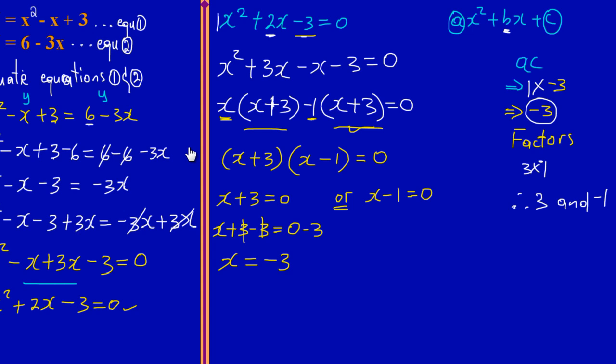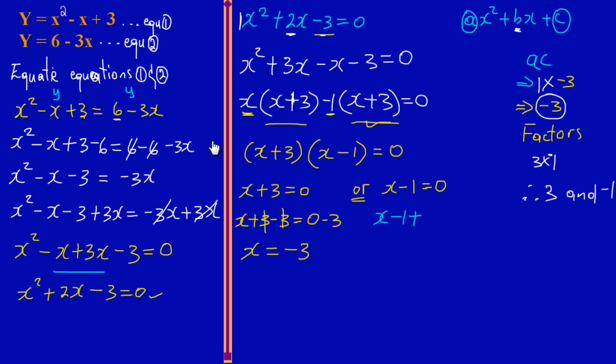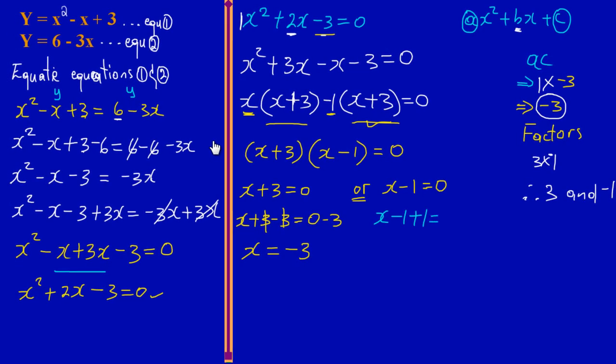Or over here, since 1 is being subtracted from x, I must do the opposite. Since that's negative 1, I must add 1 to take it over, and I will have 0 plus 1. Now a positive 1 will cancel out with a negative 1, so I'm left with x is equal to 1.